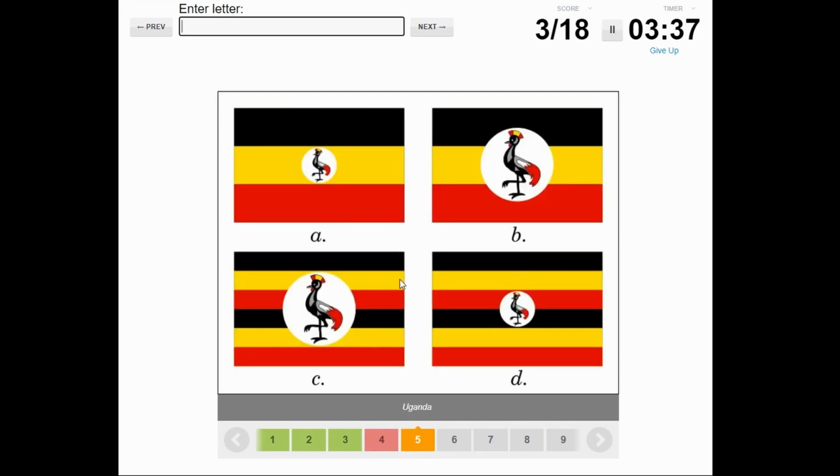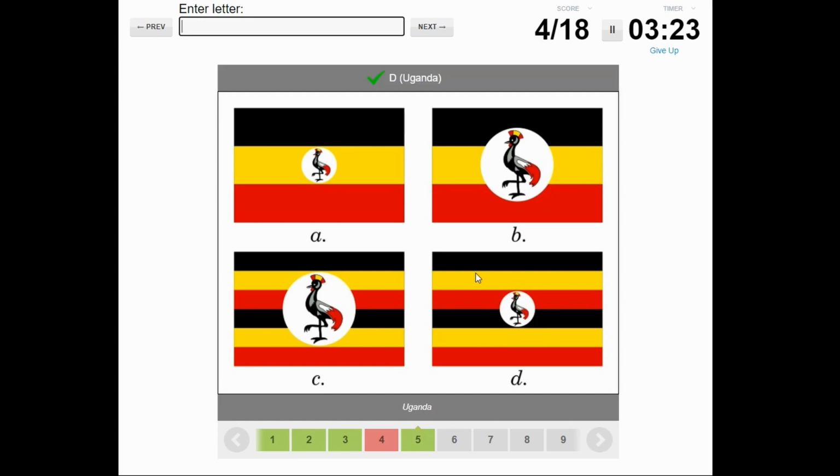So this is the flag of Uganda, and it's basically the stripes and then the size of the crane in the middle. So I think the crane is this size, and I think it's these stripes. So I'm going to go D. Cool.